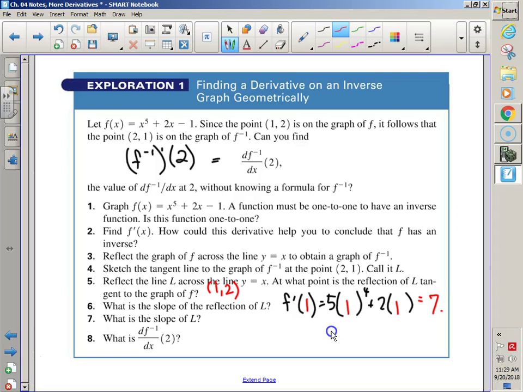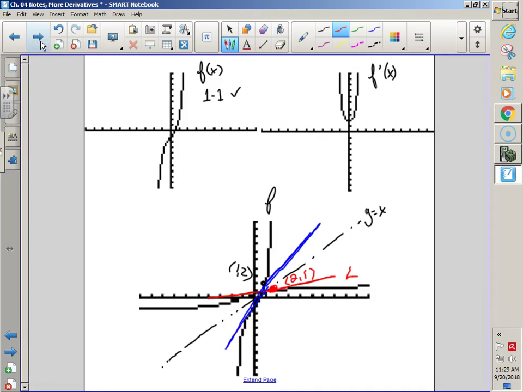What would the slope of L be? Nope. That's the slope to the original curve. That was going like this. This guy was going like this. Oh, what's the relationship between the two? Check out your group. Is one positive and one negative? It's just 1/7. It's not truly perpendicular.